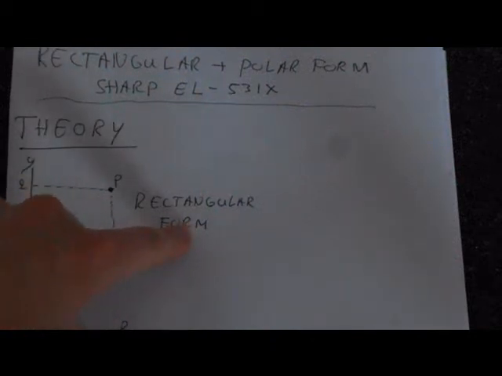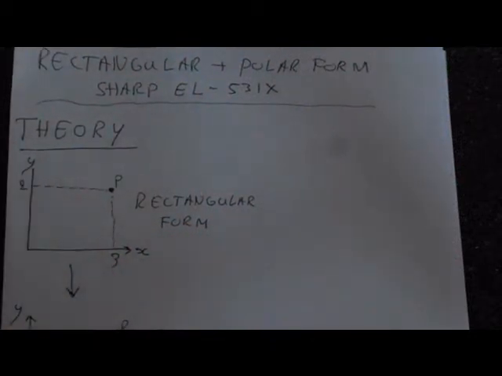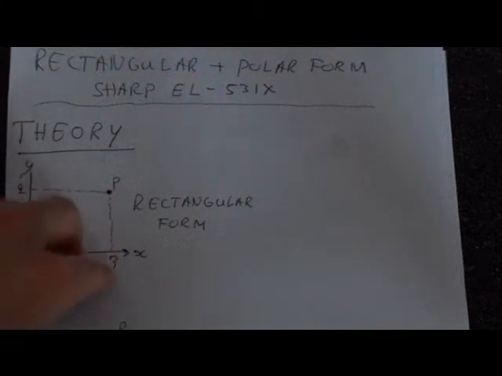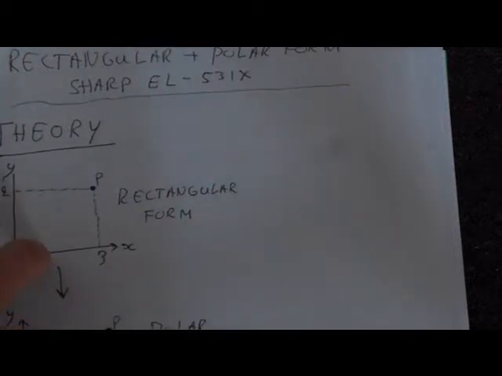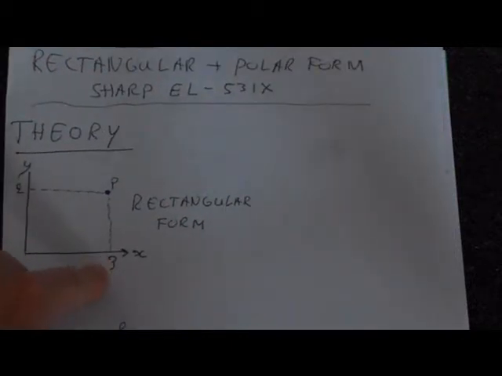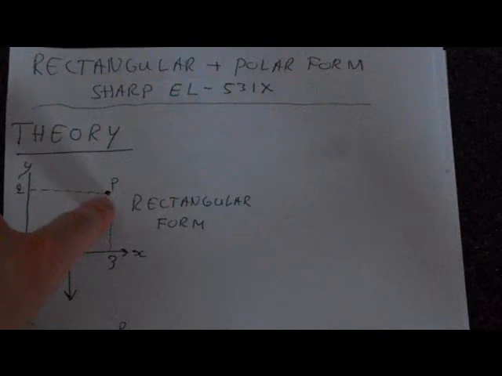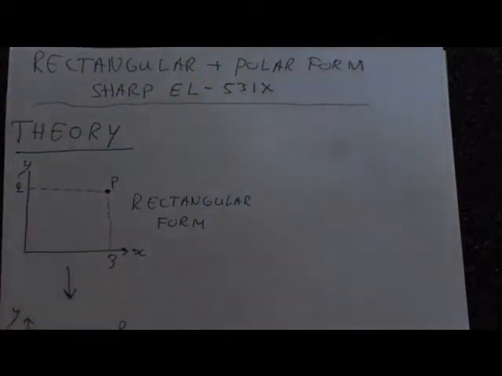A number in rectangular form is the very basic coordinates that you would have learned when you were quite young. So you've got x and y axes, and you're specifying the point by moving along the x-axis by say 3 and moving up the y-axis by 2, and that specifies point P.